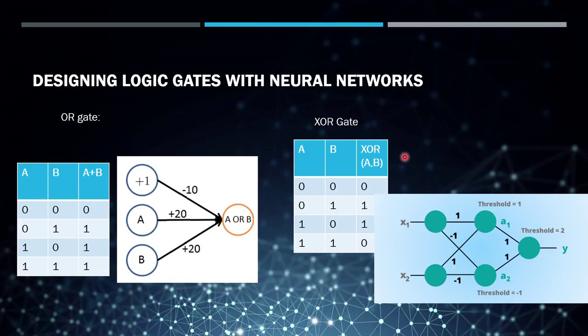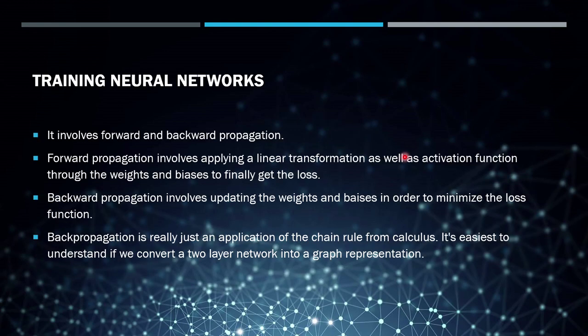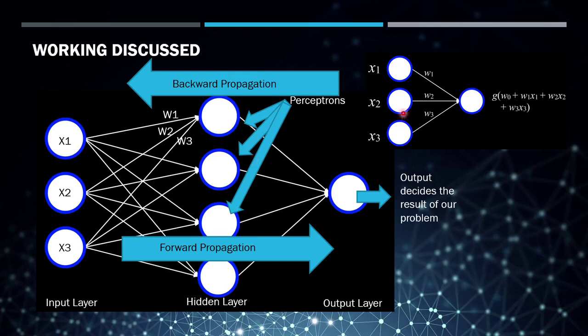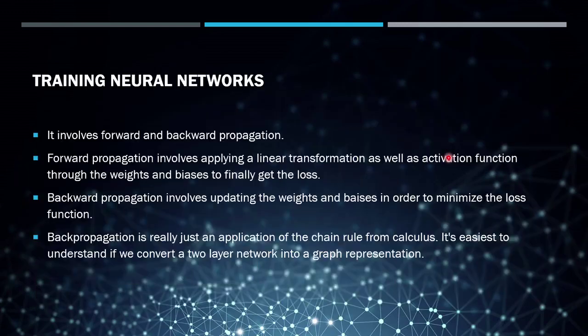So yeah, let's see how training a neural network would work. It involves mainly backpropagation, but forward propagation is also a part, to calculate the loss, to calculate how much error is there. The forward propagation involves applying a linear transformation, as we saw here, and applying an activation function through the weights and biases to finally get the loss. The backward propagation involves updating the weights and biases in order to minimize the loss function.